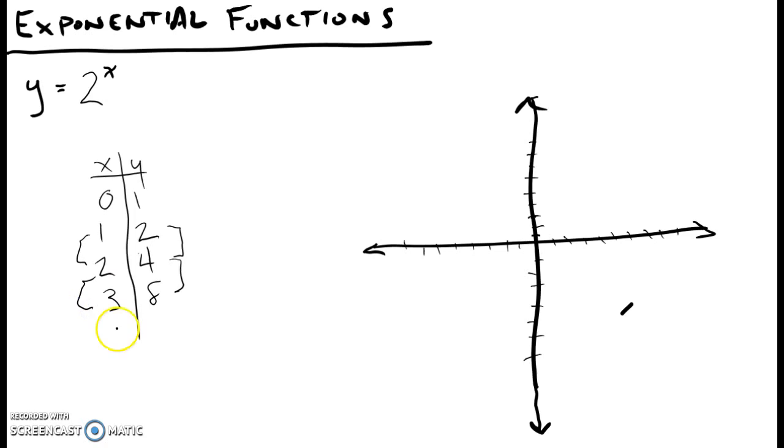Let's go down lower. Let's do 2 to the negative 1. And just to remind you, whenever you have a negative exponent, switch levels and make it positive. So 1/2. I'm just going to make this 0.5. Now if we graph it, we've got 0, 1.